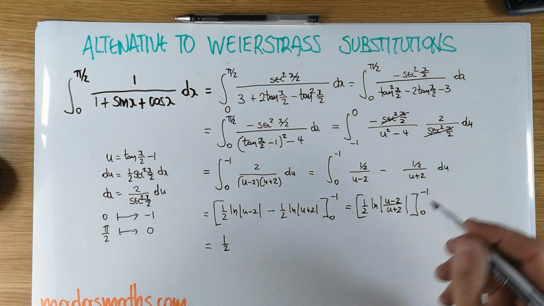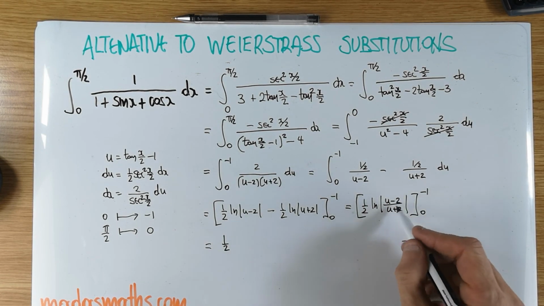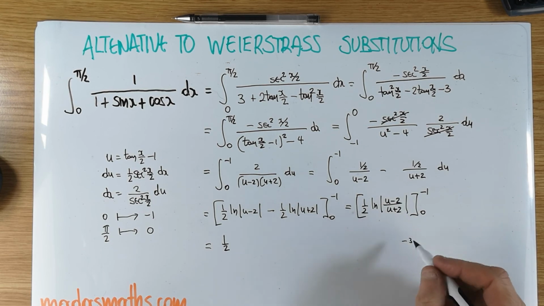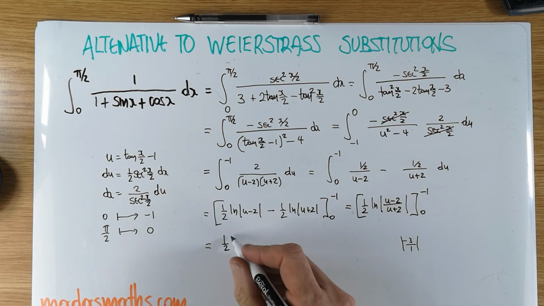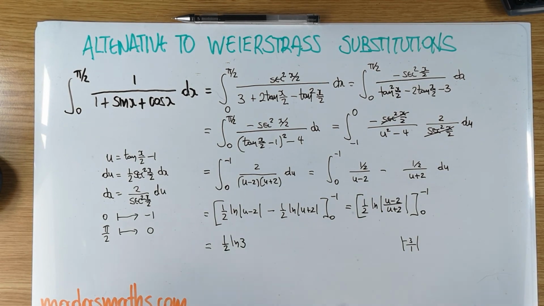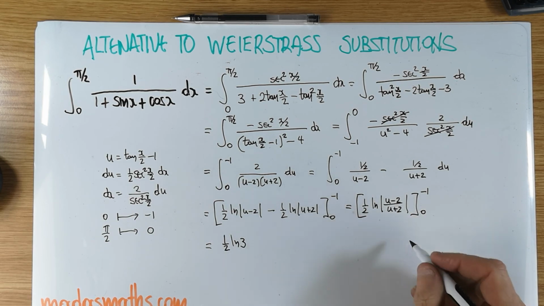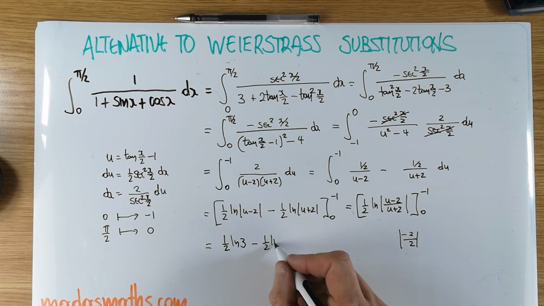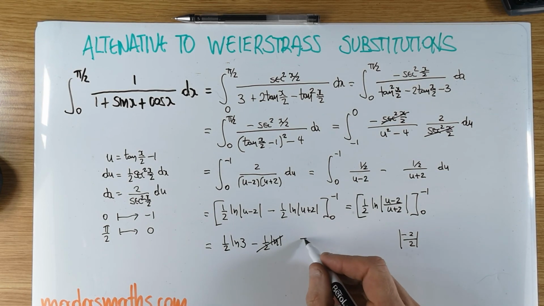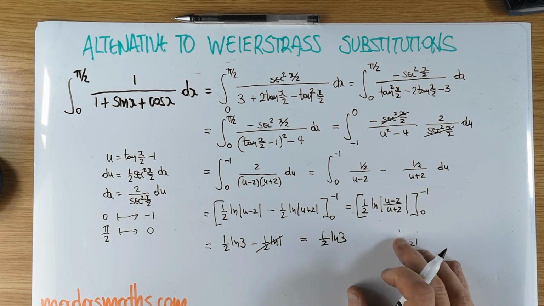A half, minus 1 is going to give me now a minus 3 there. And minus 1 plus 2 is 1. So that's, of course, modded. So that's going to be a half log 3. And when I put my 0 in there, it's going to be minus 2 over 2. Of course, modded, it's minus a half log 1, which, of course, is nothing. And therefore, the answer to this one should be a half log 3.